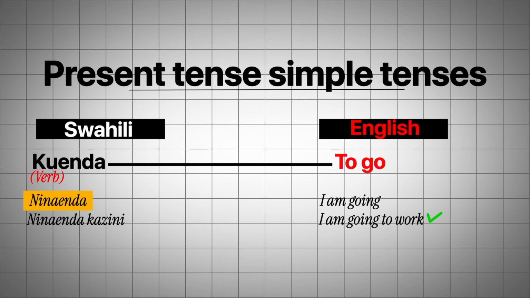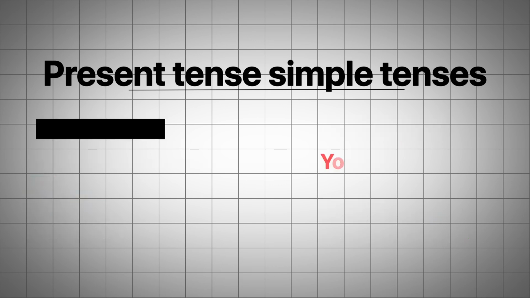Another example is Ninaenda jikoni. Repeat after me. Ninaenda jikoni. One last time. Ninaenda jikoni. So Ninaenda jikoni simply means I am going to the kitchen. Excellent.